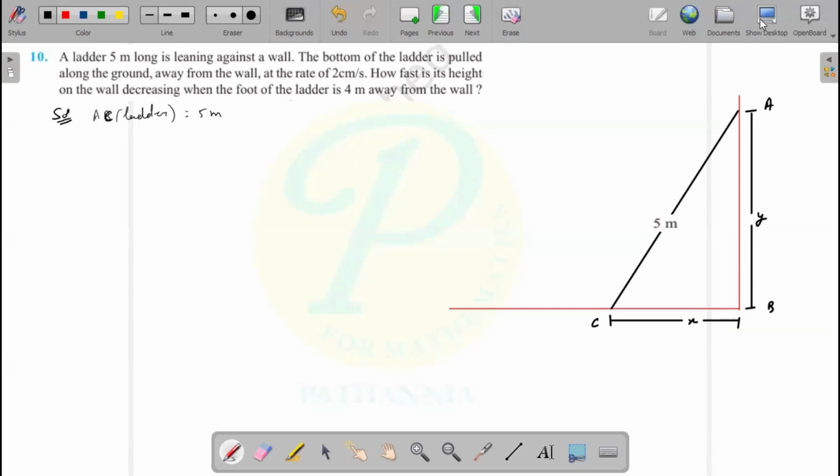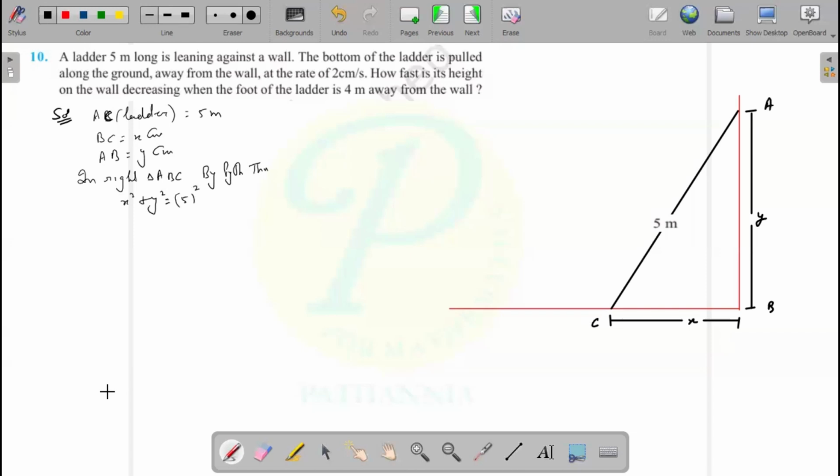Then BC is x centimeter, AB is y centimeter, in a right triangle ABC by Pythagoras theorem. x square plus y square is equal to 5 square.